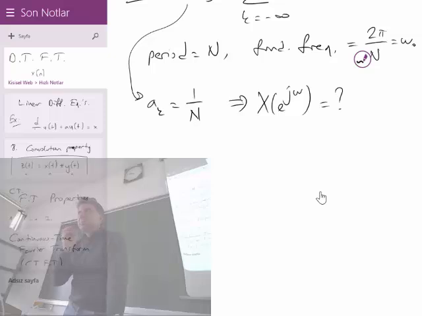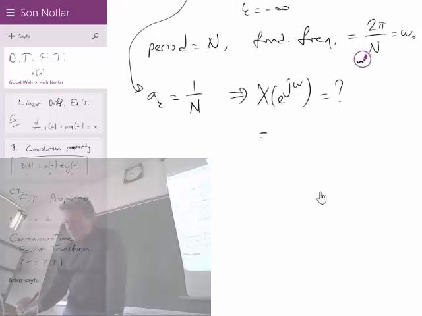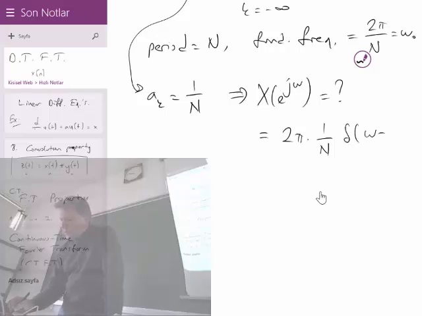Let's try to first express it mathematically. That one must be equal to 2 pi times 1 over capital N. What was the fundamental frequency? It was 2 pi over capital N, so there must be an impulse at the fundamental frequency, which is omega minus 2 pi over capital N.